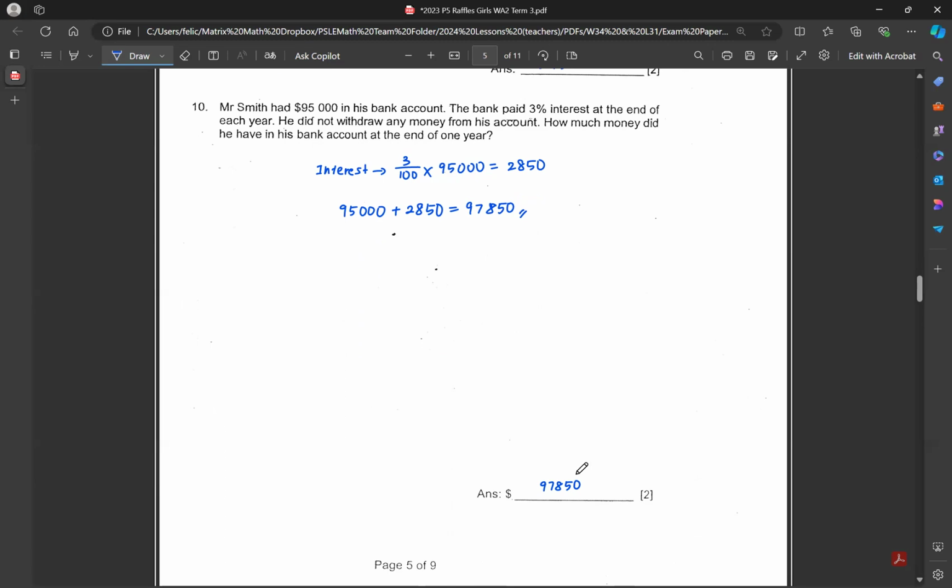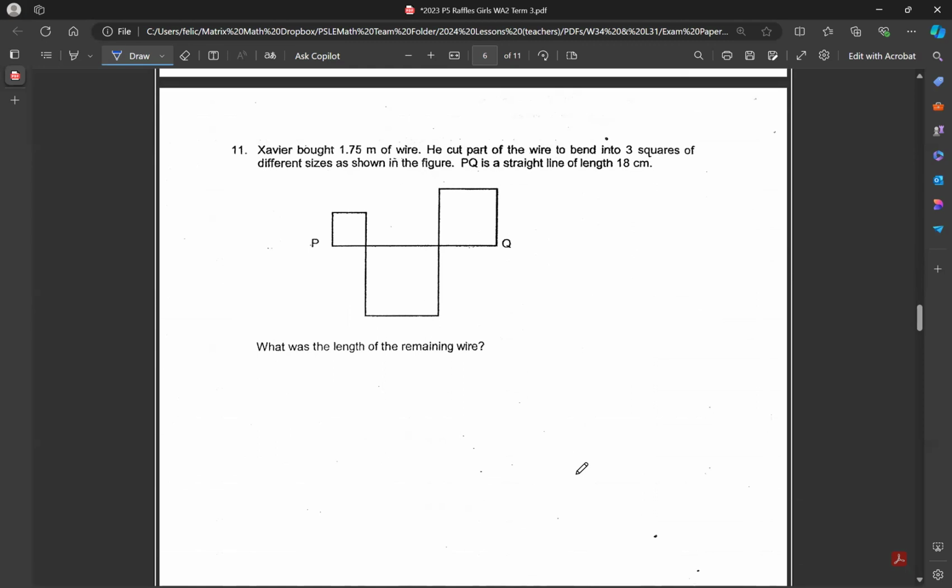All right. Okay, let's move on to the next question. So question 11. Okay, Xavier bought 1.75 meters of wire. He cut part of the wire to bend into 3 squares of different sizes as shown. PQ is a straight line of length 18. Okay, so this 18 cm is basically this P to Q, right? And they ask you what was the length of the remaining wire.